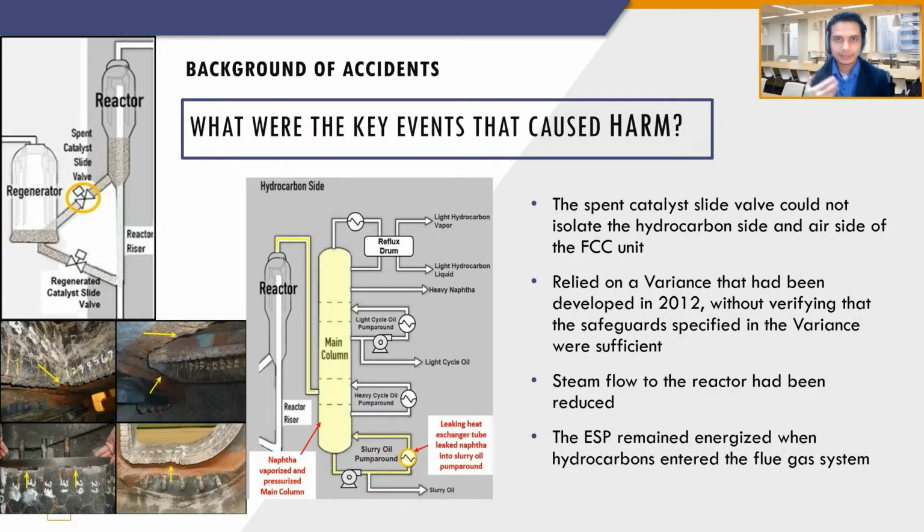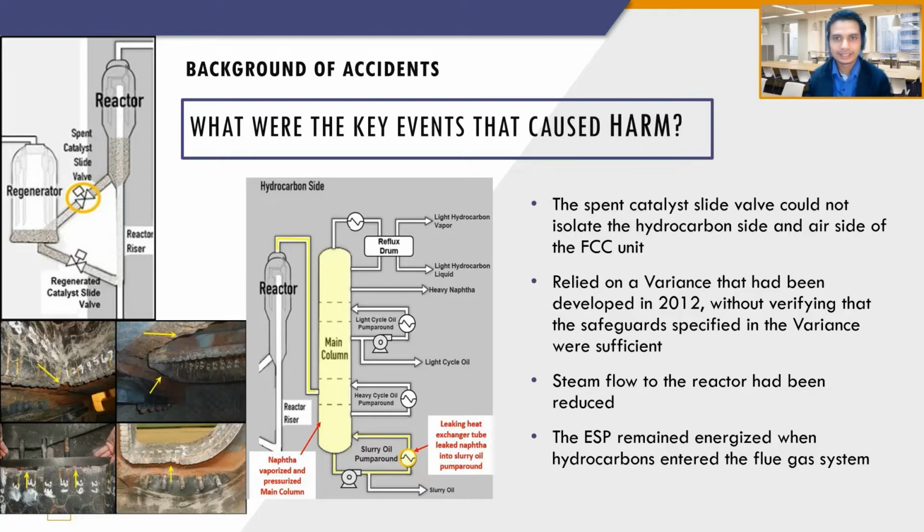Next, moving on to the background of the accident, what were the key events that caused harm? The first event is that the spent catalyst slide valve cannot isolate the hydrocarbon side and the air side of the FCC unit due to corrosion in the slide valve. Hence, when the hydrocarbon is mixed with air, flammable hydrocarbons occur.